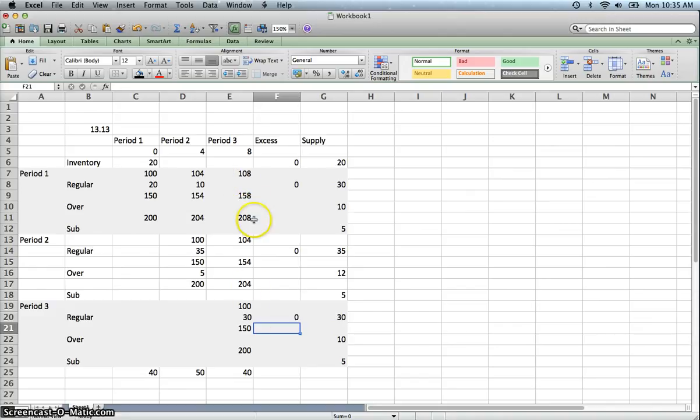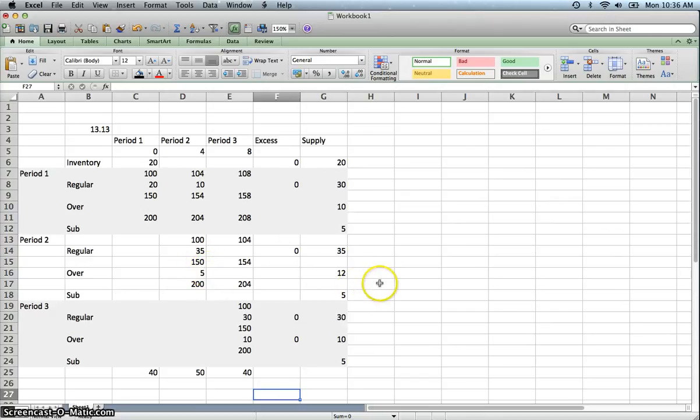So 104, 108 doesn't work. So it looks like the next cheapest option is to get the remaining 10 from this 150 here. And that would then zero that out in overtime. And so we could then calculate out the cost. In fact, they want you to do that. So anytime you have a quantity times its price, so this would be 20 times 0, 20 times 100, and add those all up, 10 times 104, 35 times 100, 5 times 150. That would be the cost of the plan.